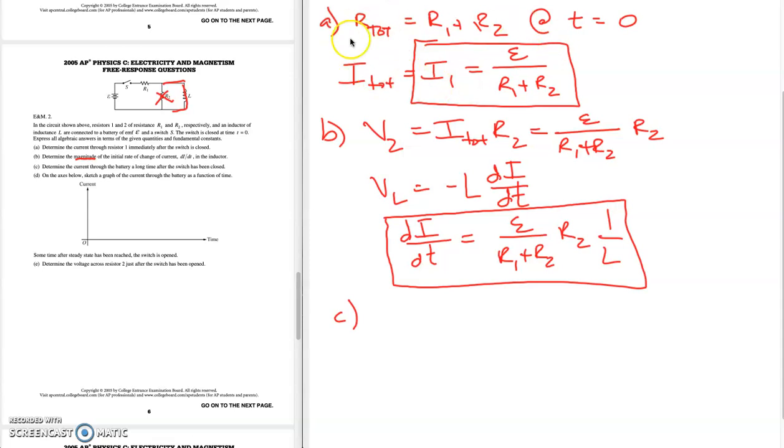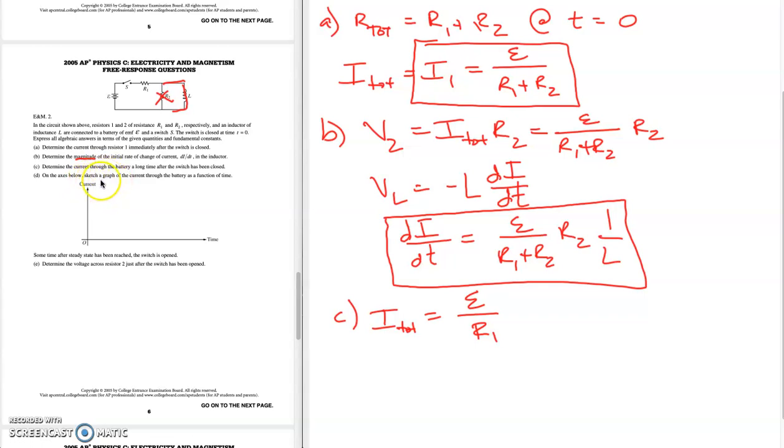So that reduces our current. If you take a look back up at part A, we have I total is the battery over the total resistance. Our total resistance is now just R1. So I total is going to be battery over just R1, and that will be the total current through the circuit, keeping in mind that the current through R2 is going to drop to 0 at that point.